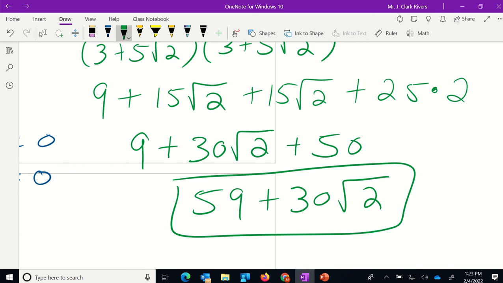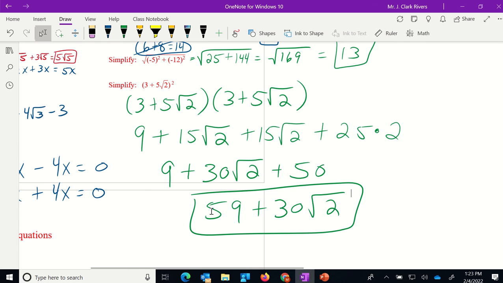Notice I wrote the non-radical term first. Please try to get in the habit of doing that. I'm not going to take points off if you don't write the non-radical term first, but it's just the way we write things in mathematics. So non-radical terms first. Questions on that? Okay.